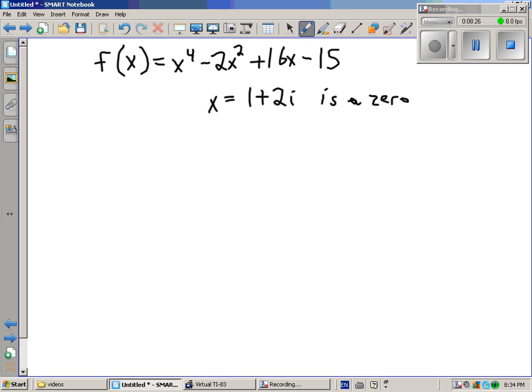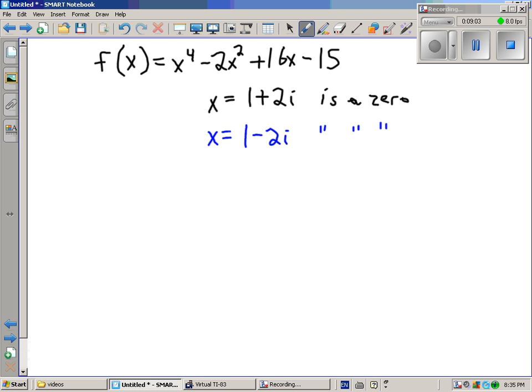Now x is equal to 1 plus 2i. That's a little bit more complex than what we were dealing with before. Before we only had one term, now we have the 1 plus 2i. So it makes the math a little bit longer, but it doesn't make the process really any different. What this tells us by the complex conjugate theorem is that 1 minus 2i is also a 0. So we have bought one and gotten one free.